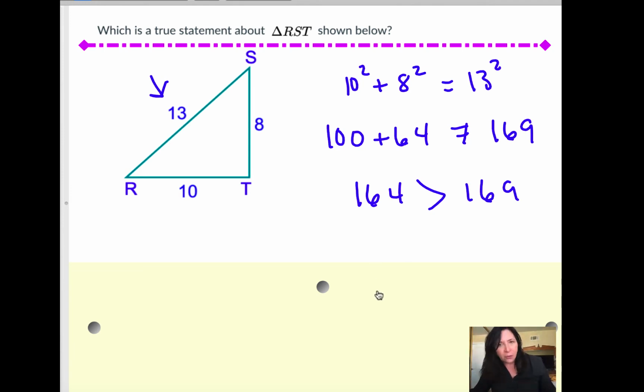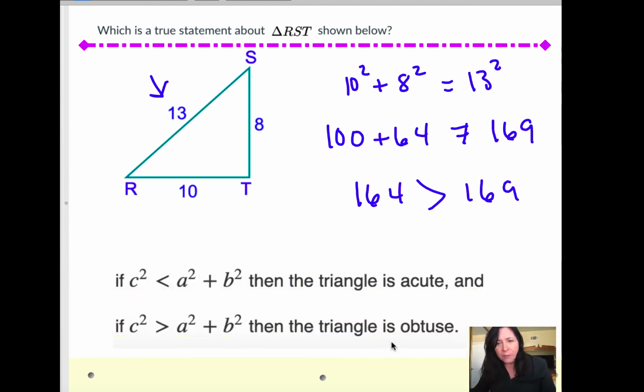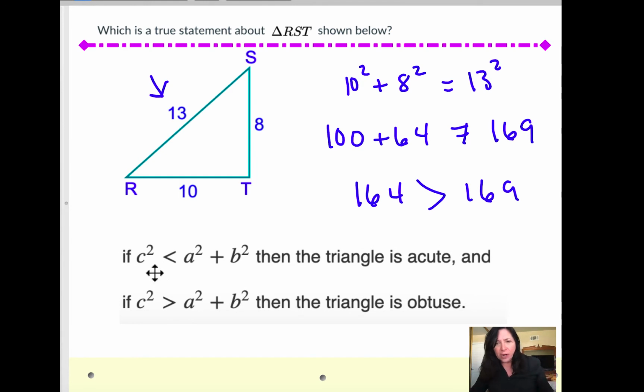It's definitely not right. And this is something that you're going to see again on the SATs. This is a great question for the SATs, which basically means that c squared, your hypotenuse, this is my 169. If it's less than the sum of the squares of the other two sides, the triangle is acute. But if it's greater than the other two, it's obtuse. Now, the only way you're going to get this to be a right triangle is if 8 squared plus 10 squared was equal to 13 squared. So this definitely is not a right triangle.